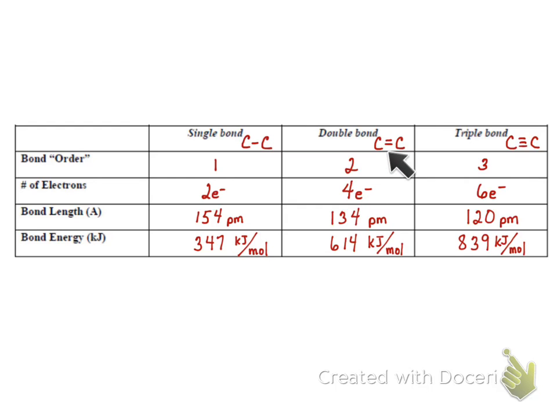If we compare it to a double bond, which has a bond order of 2 made of 4 electrons, it is a little bit shorter, 134, because it has better overlap. And it is a little bit stronger because, again, it has more electrons overlapping, which makes a stronger bond. This continues with a triple bond, C triple bond C, bond order of 3, 6 electrons, shorter still, 120, and a stronger bond still.